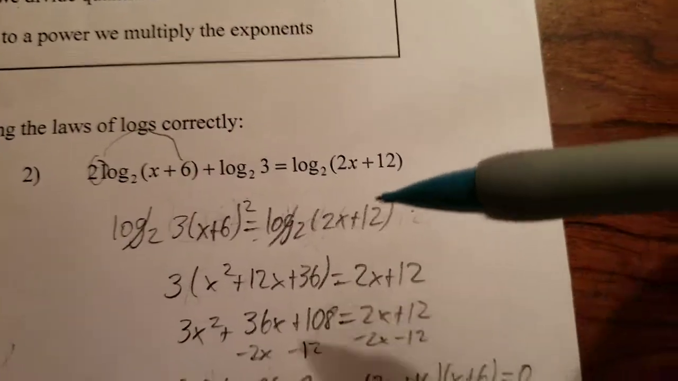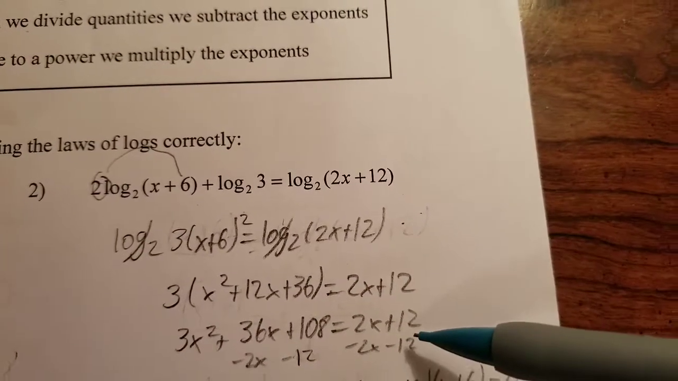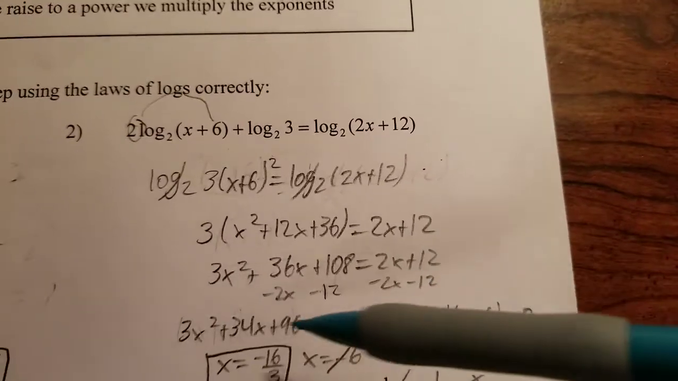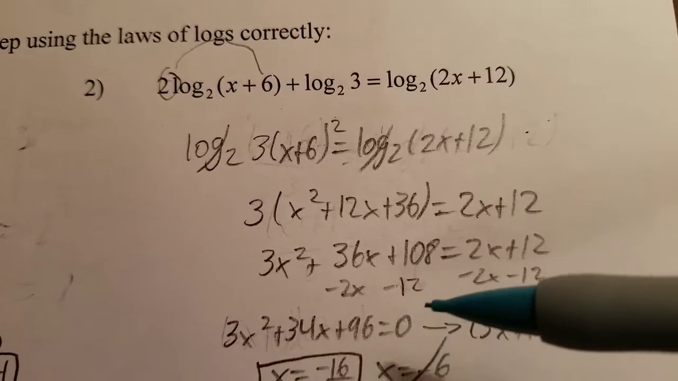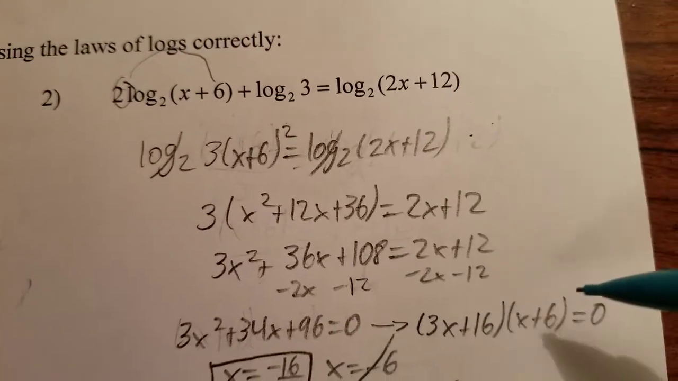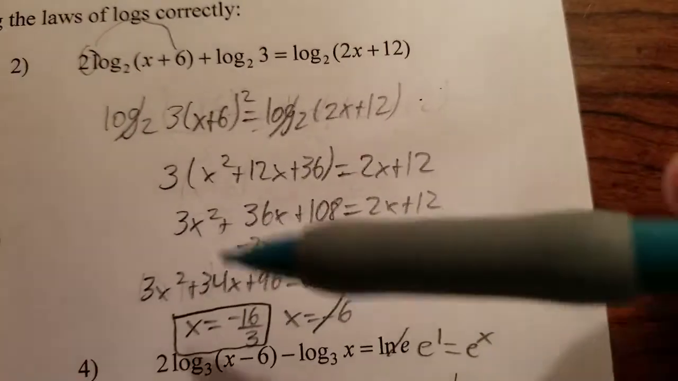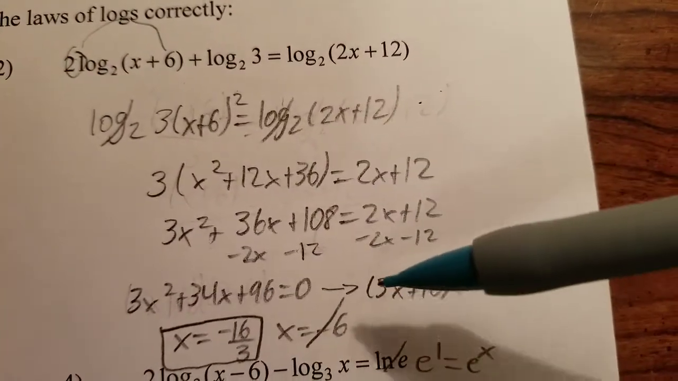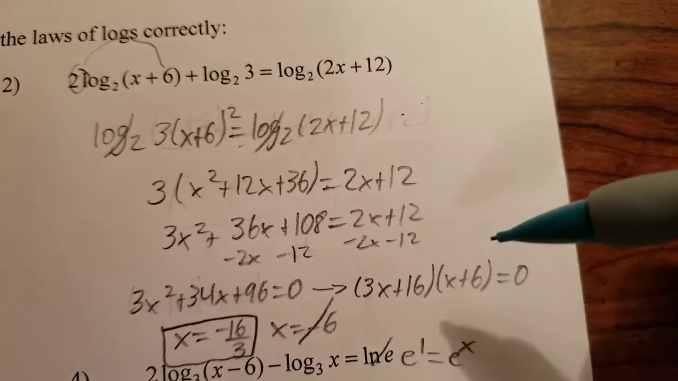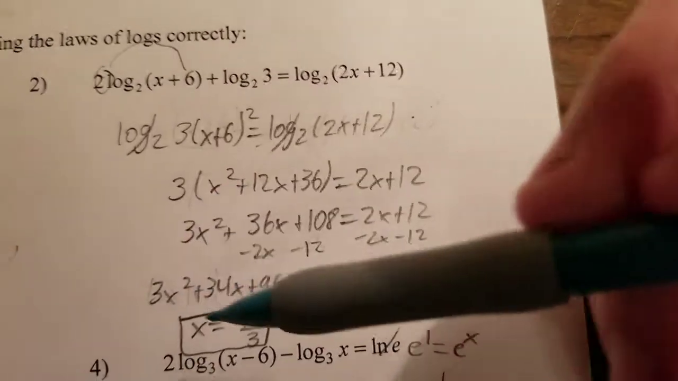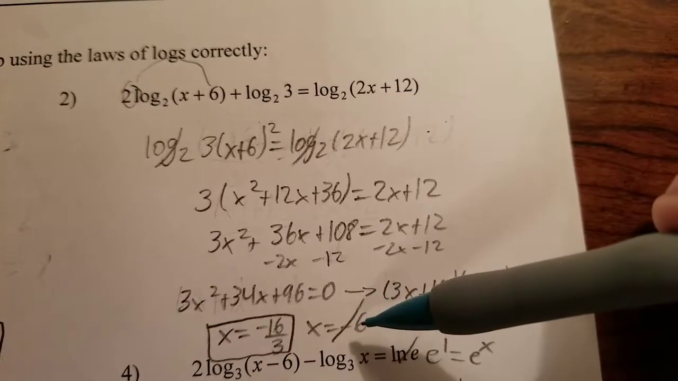Then distribute the 3, and subtract 2x and 12. Then you get 3x squared plus 34x plus 96 equals 0. Factor: (3x plus 16)(x plus 6) equals 0. Then set each equal to 0: 3x plus 16 equals 0, and x plus 6 equals 0. So you get two answers, x equals negative 16 over 3, and x equals negative 6.